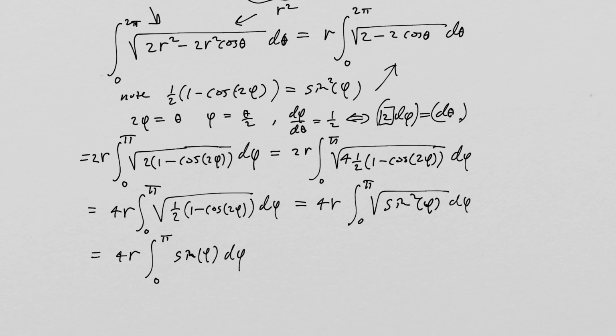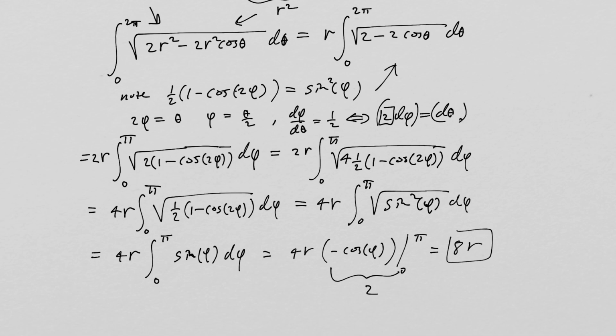We take the antiderivative, which is going to be 4r times negative cosine phi, evaluated from 0 to pi, and that, of course, becomes, we've done this calculation a few times, but that's 2, okay? So 8r. So that's a nice formula. So the arc length of the cycloid, where you use a circle of radius r, will always be 8 times r. Oh, so that's a really nice special formula for the length of a cycloid.